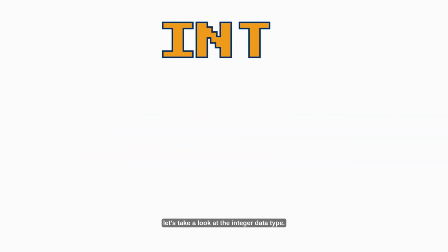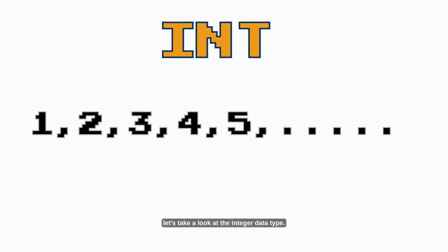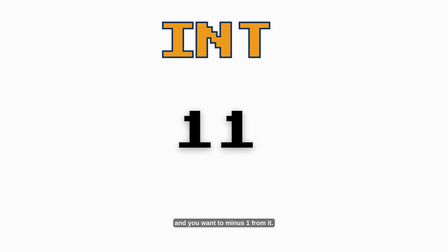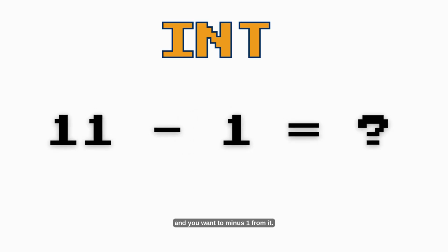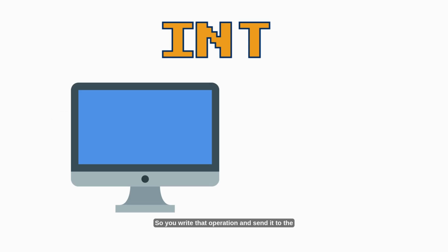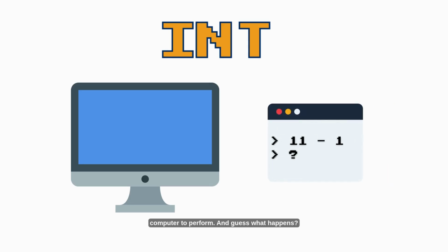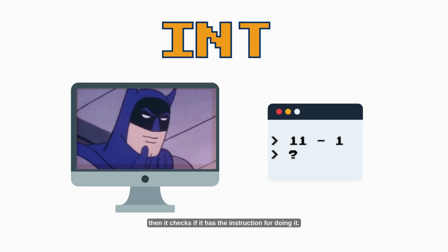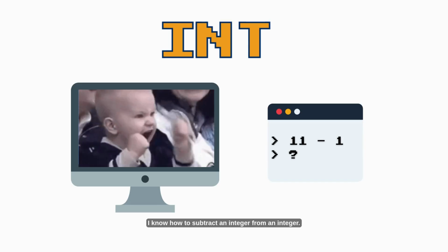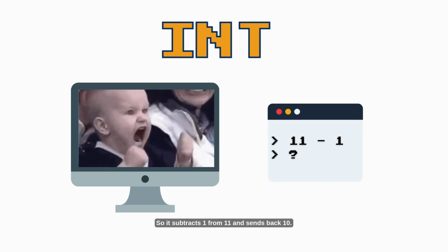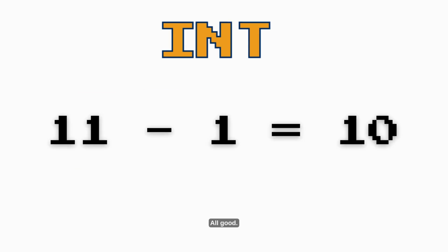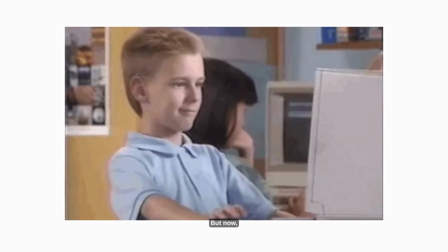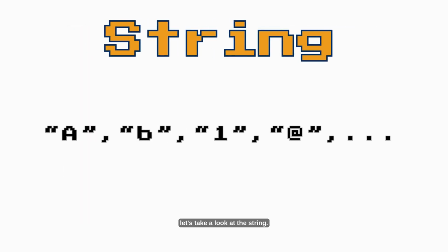So for example, let's take a look at the integer data type. Integers are whole numbers. So let's say you have an integer that equals 11 and you want to minus 1 from it. So you write that operation and send it to the computer to perform. And guess what happens? Your computer looks at the operation and then it checks if it has the instruction for doing it. Then it goes, yeah, I know how to subtract an integer from an integer. So it subtracts 1 from 11 and sends back 10. All good.